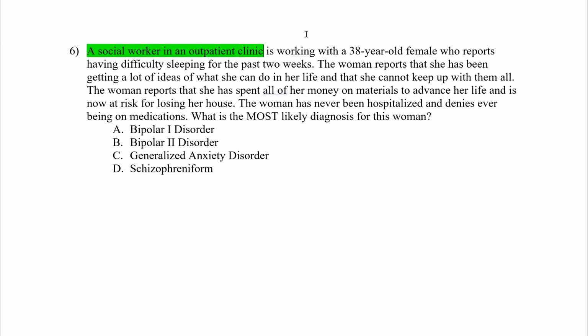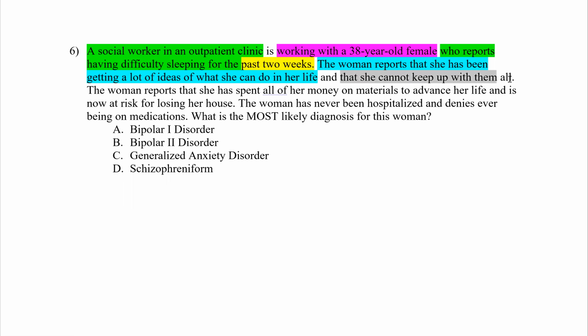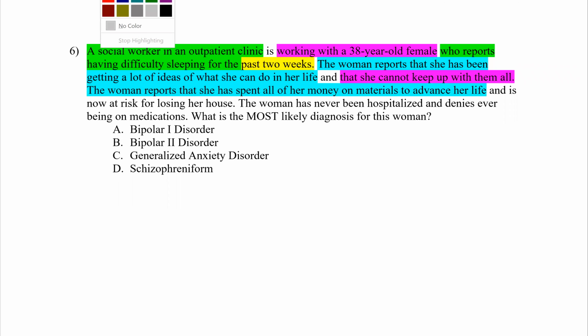We're a social worker, outpatient clinic, so that's who we are and where we are at. We're working with a 38-year-old female, so that is our client, who reports having difficulty sleeping for the past 2 weeks, any length of time. Hop on top of it because it paints the picture of what we're looking at. So all of the symptoms that she's been having are for the past 2 weeks. The woman reports that she's been getting a lot of ideas of what she can do in her life, so kind of increased goal-oriented activity, and that she cannot keep up with them all, so distractibility or lack of concentration. She reports she spent all of her money on materials to advance her life, so increased goal-oriented activity, and now is at risk of losing her house.